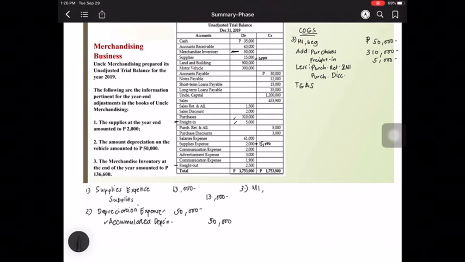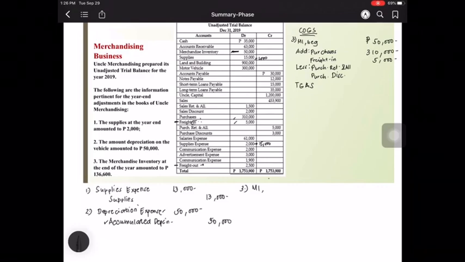If you take a look at the given, we have two confusing accounts here, freight in and freight out. It is only the freight in that is added to the purchases. Freight out really is considered as an expense. Therefore, if the delivery cost is classified as a freight in, then you have to add the amount of that freight in to your purchases. But if the delivery cost is considered as a freight out, you do not add it to the amount of your purchases or to the amount of your merchandise inventory, because it is really an expense.